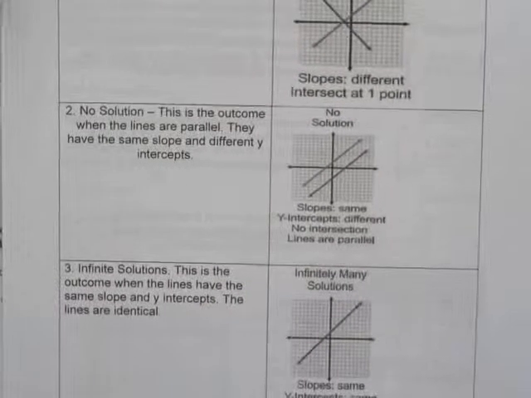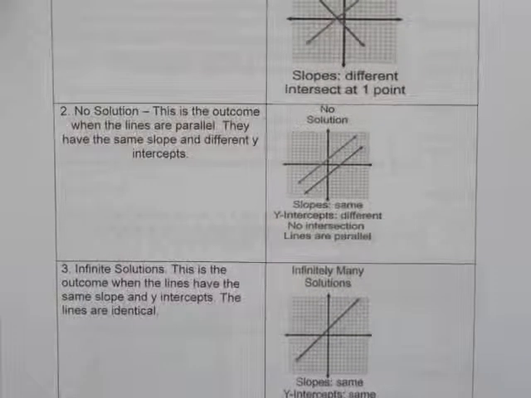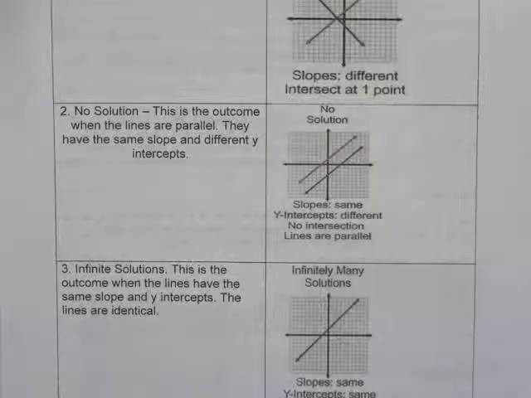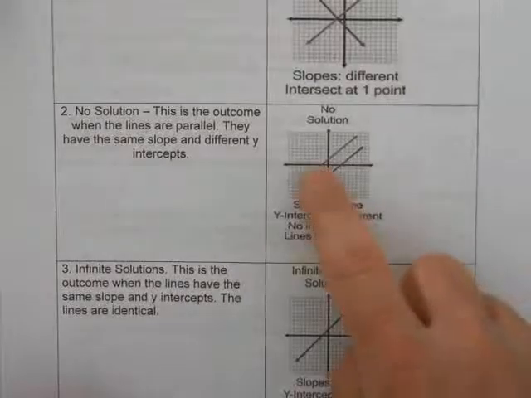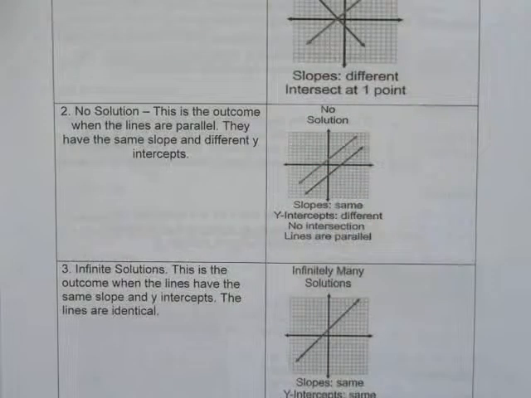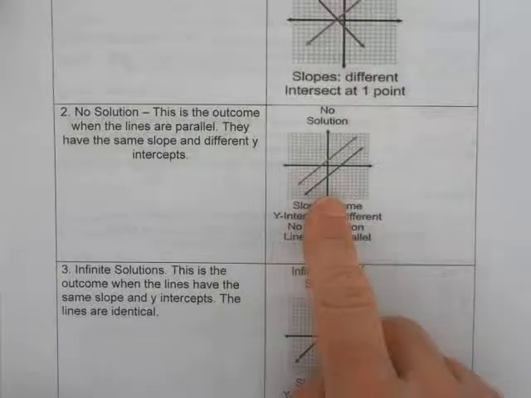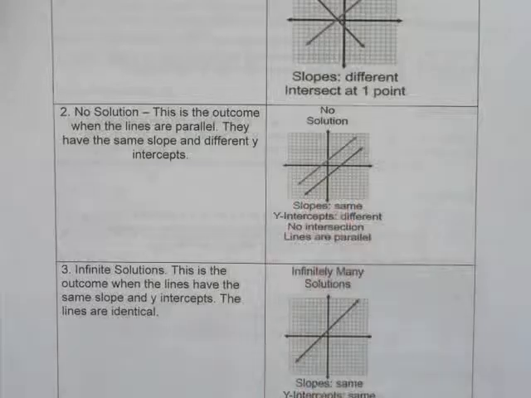Okay, for no solution, that's the second possibility. I'm going to slide this up. You're going to see that these lines are parallel. And this is the outcome when you have the same slope and different y-intercepts. In other words, this line and this line both have the same slope, but they intersect the y-axis at different places. So assume for a minute, I'm just making this up, that they each had a slope of 1/2. Fine, that means that they'll be parallel if they have different y-intercepts. And that's what you see here.